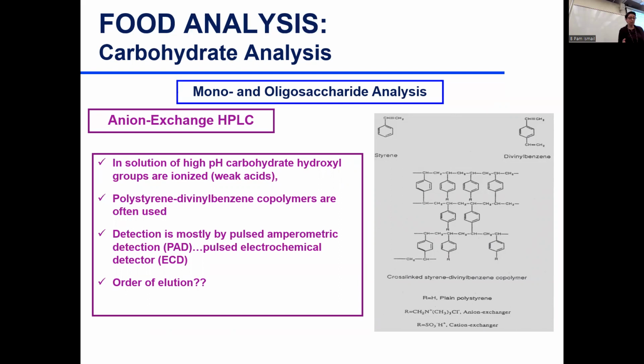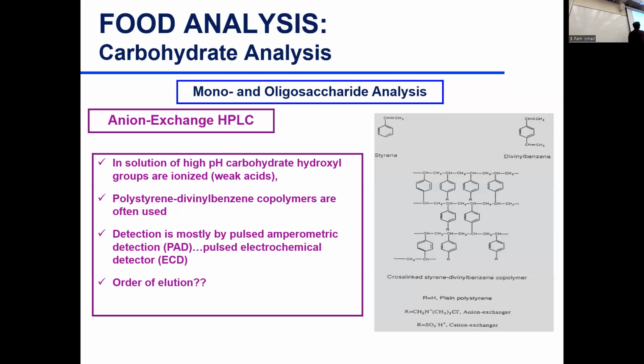Sugars obviously don't have a charge at neutral pH, so you have all of your OH groups. However, if you increase the pH to above pH 10 or 11, the OH will lose its proton and become negatively charged. That's why we say carbohydrates are really weak acids. That means they're not readily going to give you the hydrogen. They're not going to readily be ionized unless the pH is high. Once the pH is high, they get ionized.